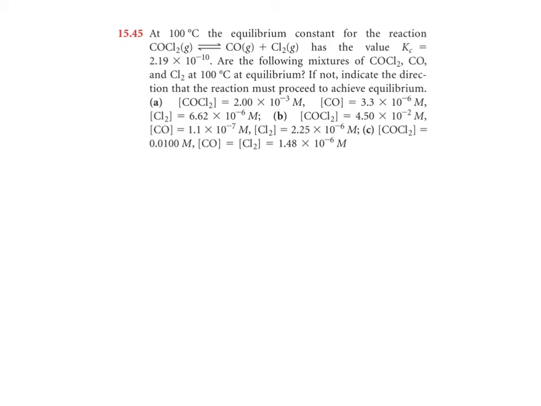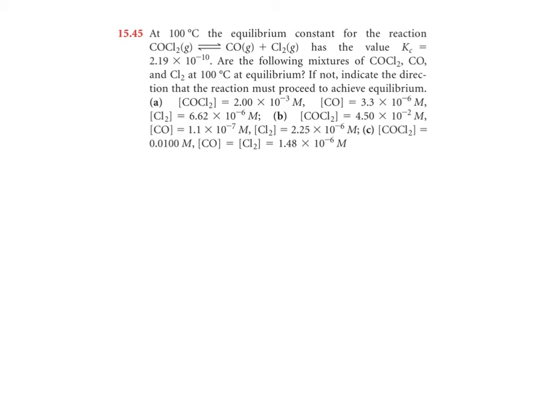For part A, it says at 100 degrees Celsius, the equilibrium constant for the reaction, phosgene in equilibrium with carbon monoxide and chlorine gas, has the value K sub C equals 2.19 times 10 to the negative 10th. Are the following mixtures of phosgene, carbon monoxide, and chlorine gas at 100 degrees Celsius at equilibrium? If not, indicate the direction that the reaction must proceed to achieve equilibrium.